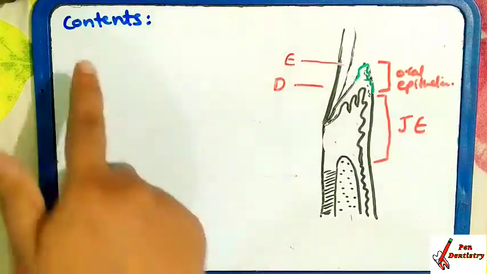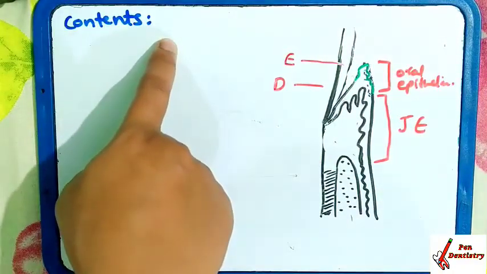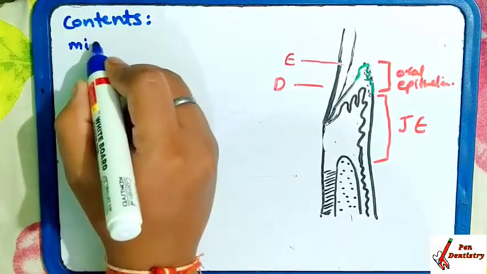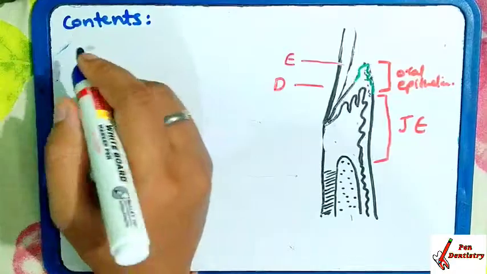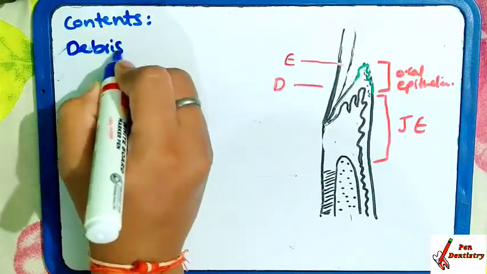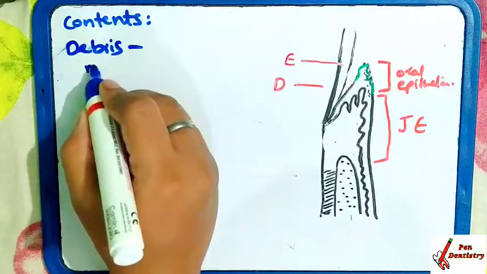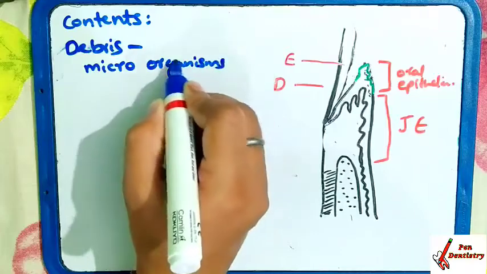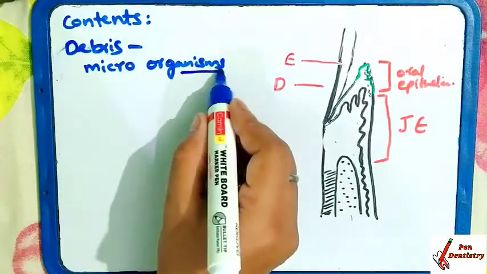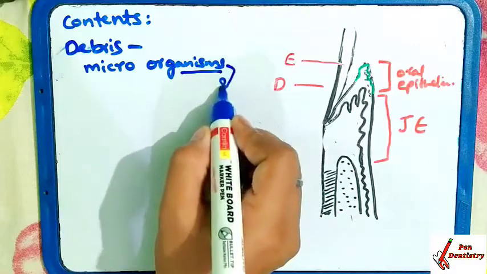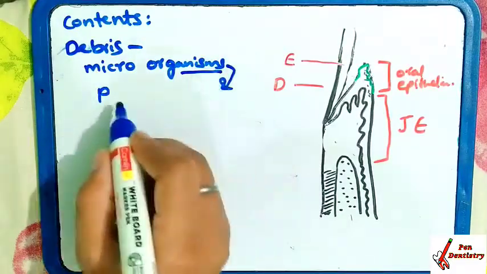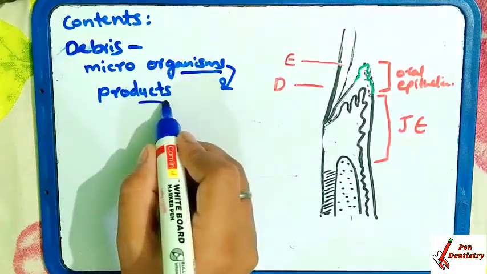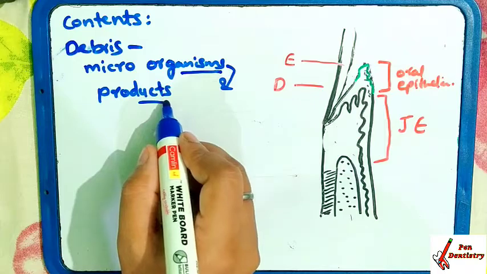Now we are going to see what contents you are going to see in the periodontal pocket. You are going to see the microorganisms in debris. If you are watching the debris, there you are going to see the microorganisms. This is the main part. And also their products. As I have told you, microorganisms produce their toxic products: enzymes, endotoxins, and metabolites.